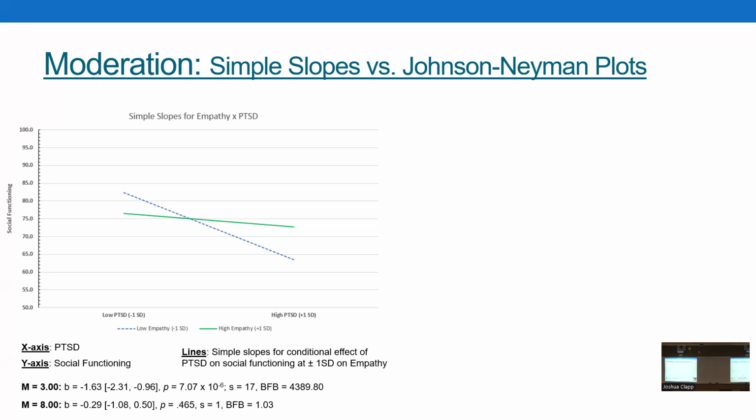No, that's fine. And so what we see here is, for empathy at a value of 3, here's my coefficient. For a value of 8, a standard deviation above, here's my coefficient. And I see that at very low levels of empathy, I have very strong evidence for a negative association. At high levels of empathy, I don't have much of an association there at all.